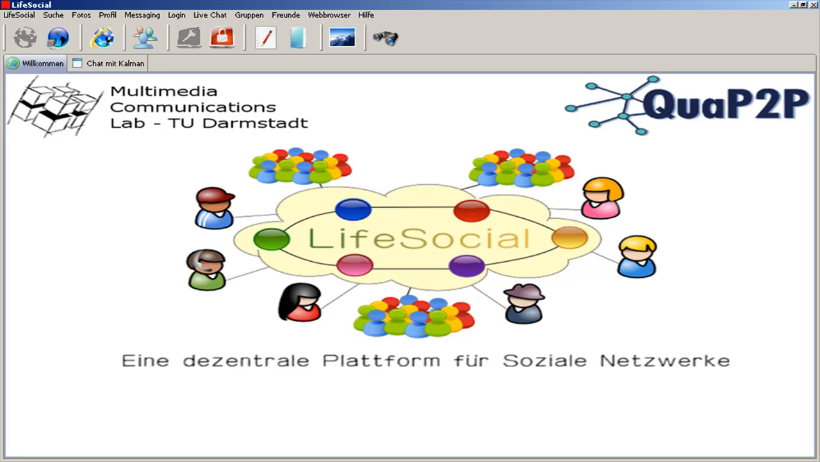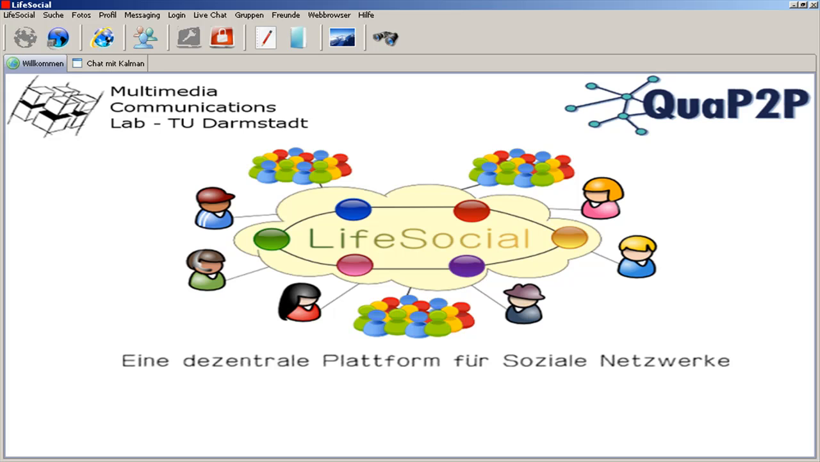In order to address these two problems, at the Technical University of Darmstadt, we developed LifeSocial, a decentralized platform for social networks. It uses peer-to-peer technology like Skype or file-sharing platforms in order to provide a cost-free infrastructure for the provider.